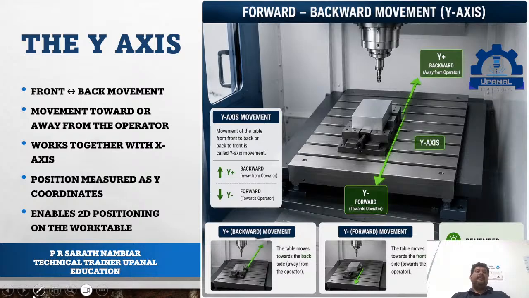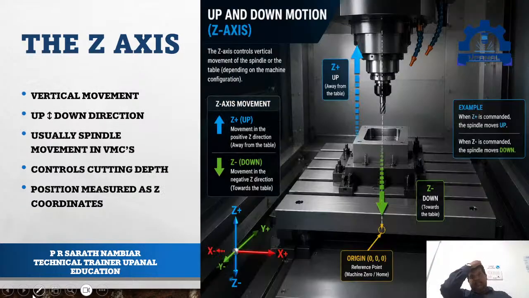Next, we have the z axis. The z axis represents the vertical movement. In a typical VMC, or vertical machining center, the z axis is usually a spindle movement. When the spindle moves upward, it moves along the z axis. When the spindle moves downward, it moves on the z minus axis.